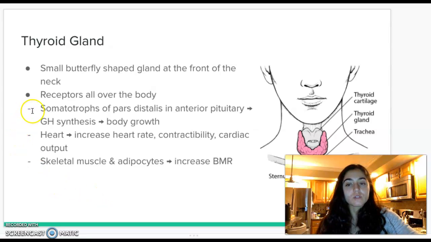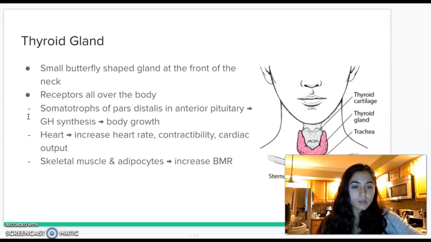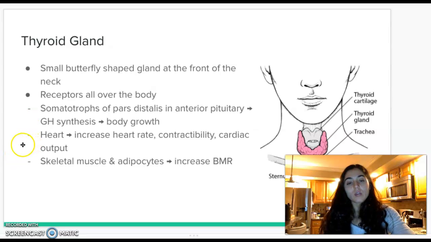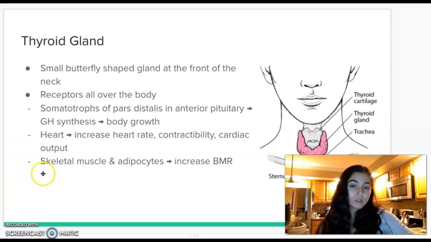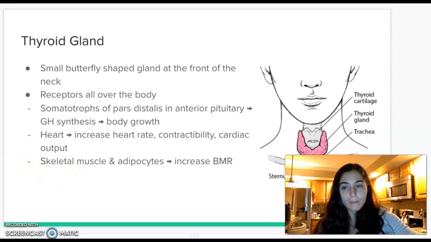So the receptors on the somatotropes of the pars distalis and the anterior pituitary, when they're stimulated by the thyroid hormone binding to its receptor, it will stimulate growth hormone synthesis and further body growth. Thyroid hormone receptors on the heart, when they're stimulated, will increase heart rate, contractility, and cardiac output. And thyroid hormone receptors on skeletal muscle and adipocytes, which are fat cells, will increase basal metabolic rate.